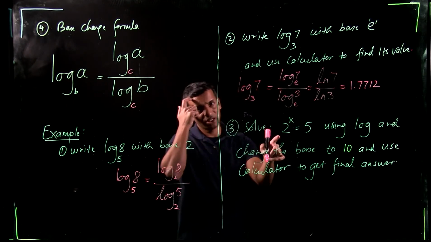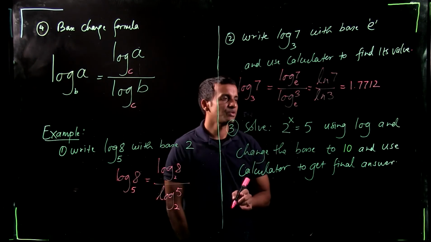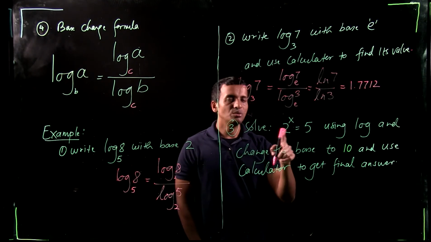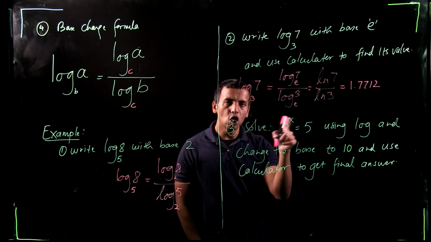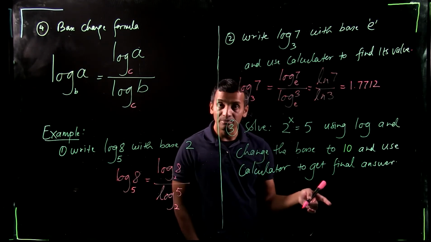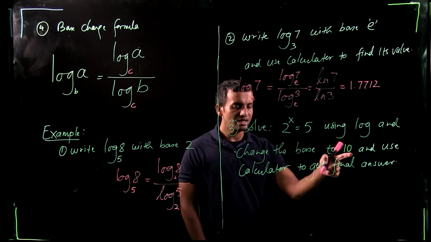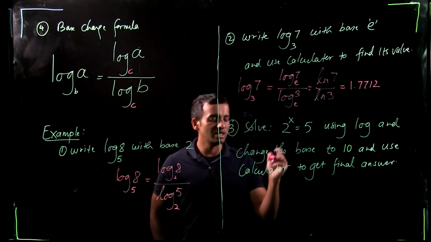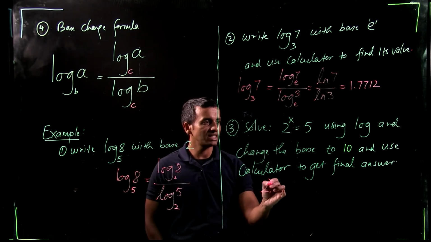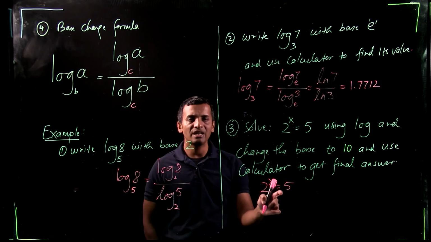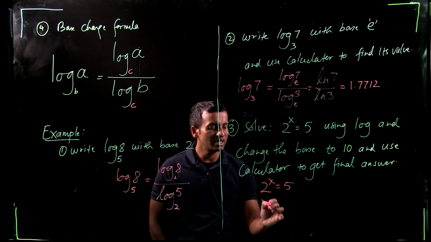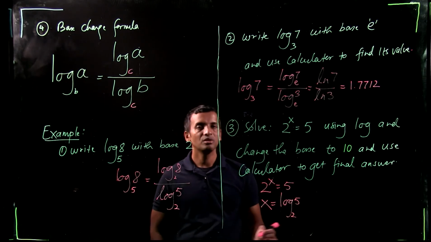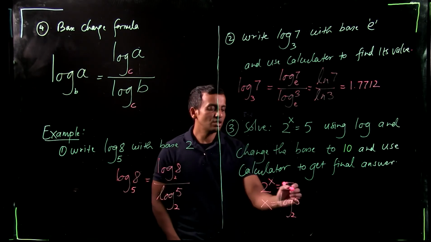Alright, and the final example on this is: solve this for x using log and change the base to base 10. So how do you write this using log? Do that first. You will have a different base there, change that base to base 10 and then use the calculator to find the value. That's what you want to do. Okay, so let's write this down. The given equation is 2 to the x equals 5. So how do you write this using log? The exponent equals the log of the other side, and the base goes to the base.